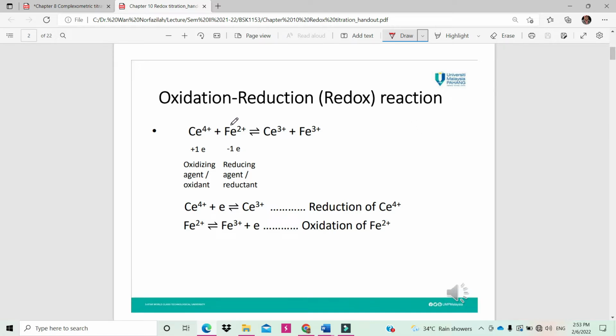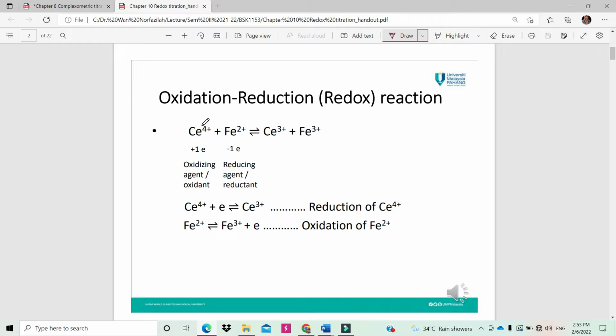Okay, for example, here we have the reaction between cerium 4 plus with iron 2 plus. There is a redox reaction happening. One of them will undergo oxidation, one of them will undergo reduction, and cerium 4 plus becomes cerium 3 plus. Iron 2 plus becomes iron 3 plus. So what does it mean by oxidation and reduction reaction?